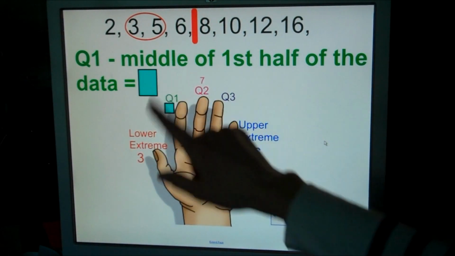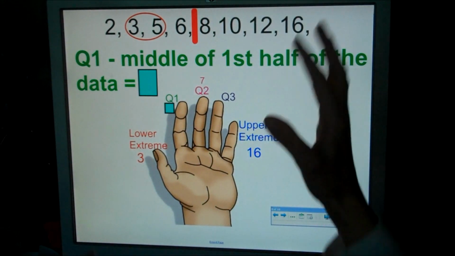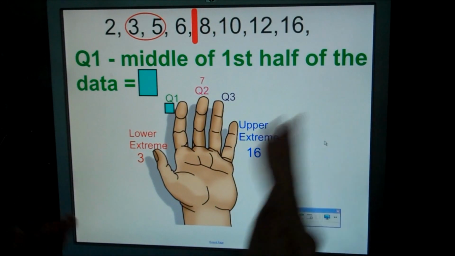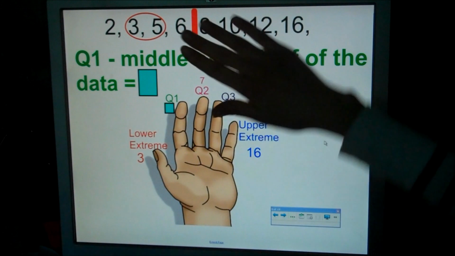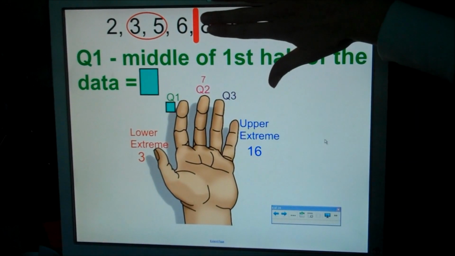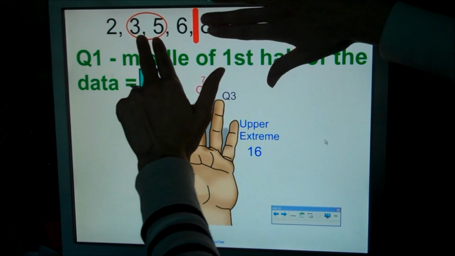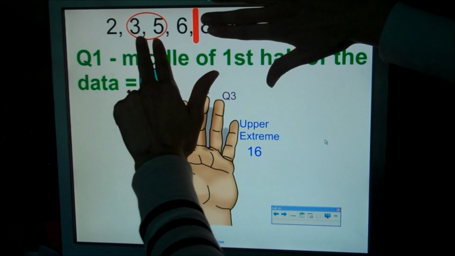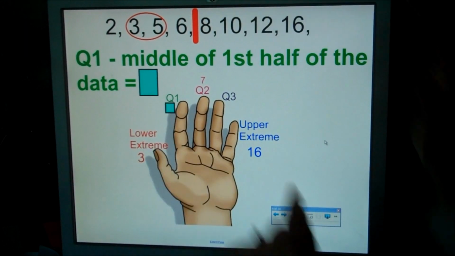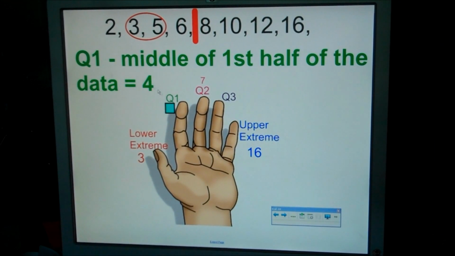Quartile number 1. Remember what I said, quartile number 1 was the middle of the first half of the data. So I don't even care about these numbers right now. I just want to look at the first half of data. Who comes in the middle there? Well, I got 3 and 5. Who's in the middle of 3 and 5? It's 4. So 4 is the middle number of the first half of my data. So there's now my index finger.